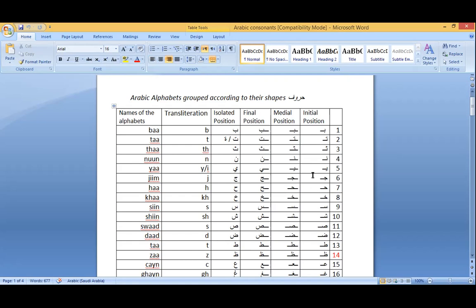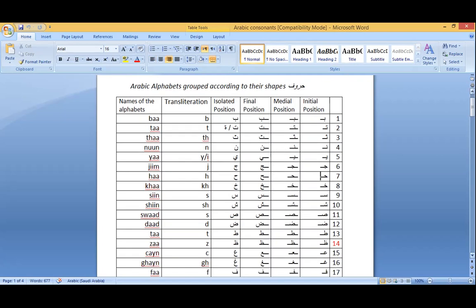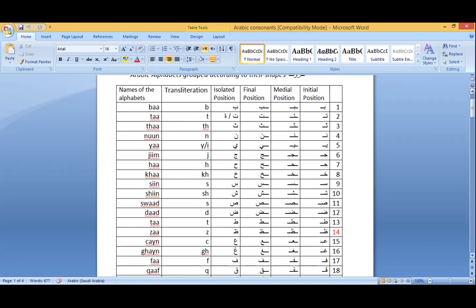So group 2 are ja, ha, and kha. Good. And group 3? There were 2. How many are there here? 2, yes. Which are these 2? Sa and sha. That's good. Sa and sha. So 5 plus 2 plus 2, that is 9, right? Okay, sa and sha.